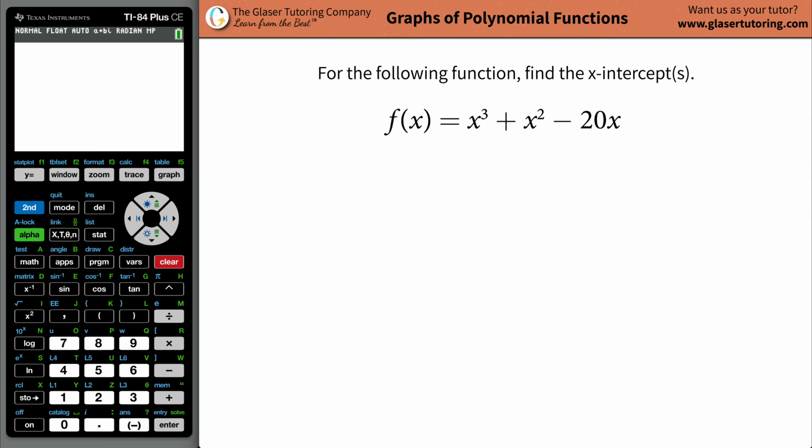Hi, Andrew here, and today I would like to teach you how to find the x-intercepts of a particular function. The function we're given is f of x equals x cubed plus x squared minus 20x.